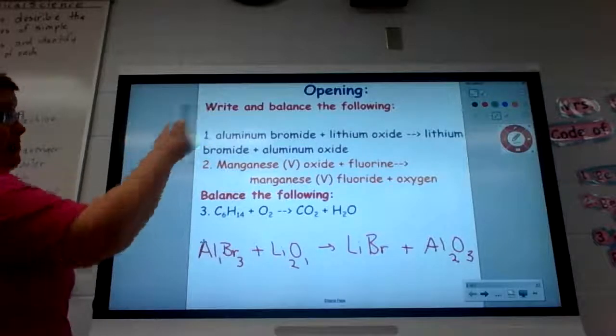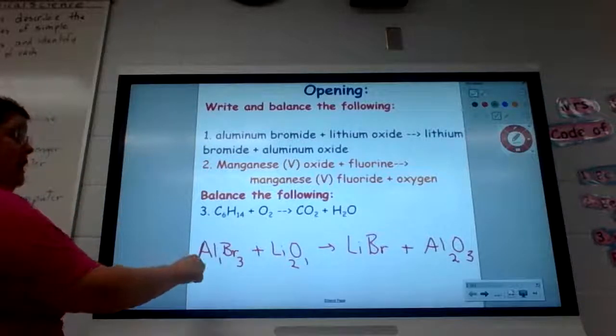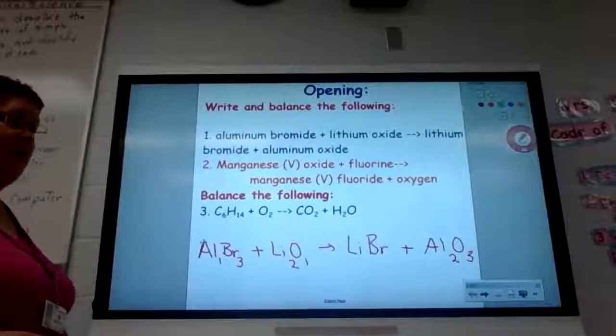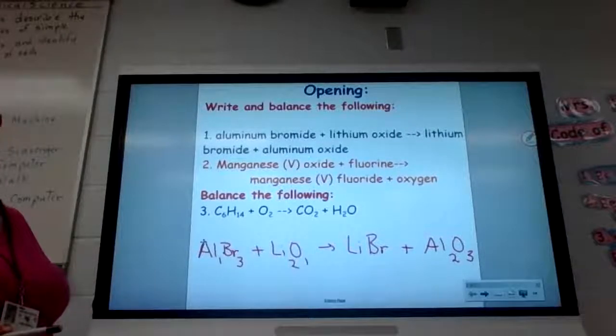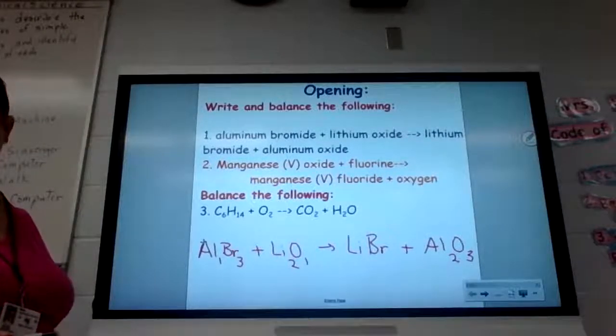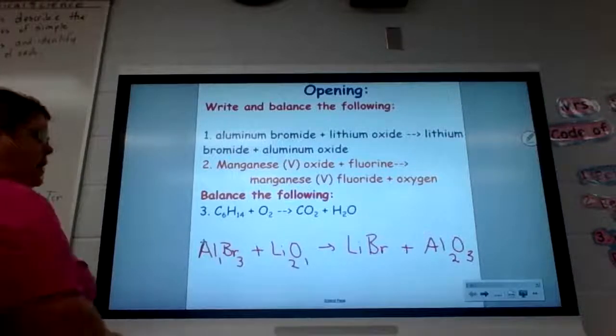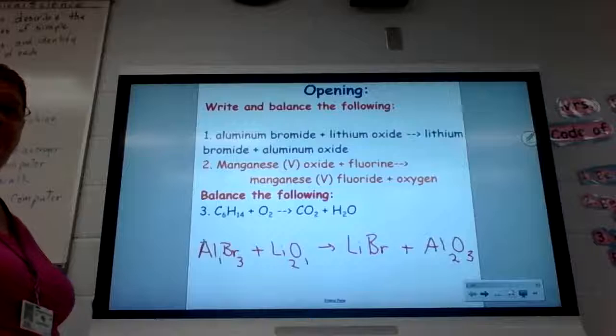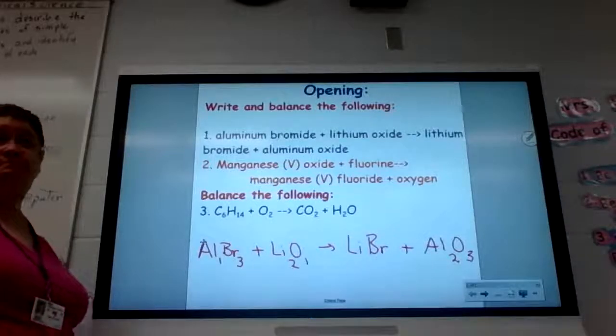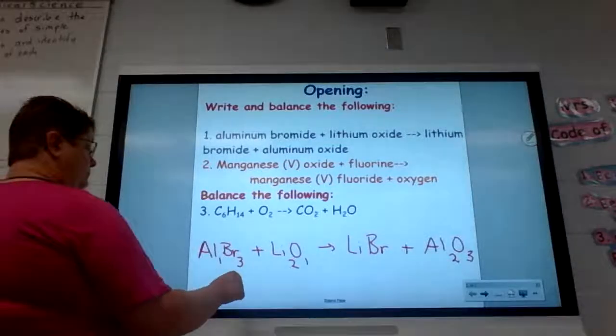Even if I don't say write and balance, if you write an equation, it has to be what? Balanced. Everybody hear Allie yelled that? So you don't have to ask me on a quiz or a test. If you wrote an equation, it has to be balanced. All right? So, what element you want to balance first? Br. Okay? How many Brs are here?